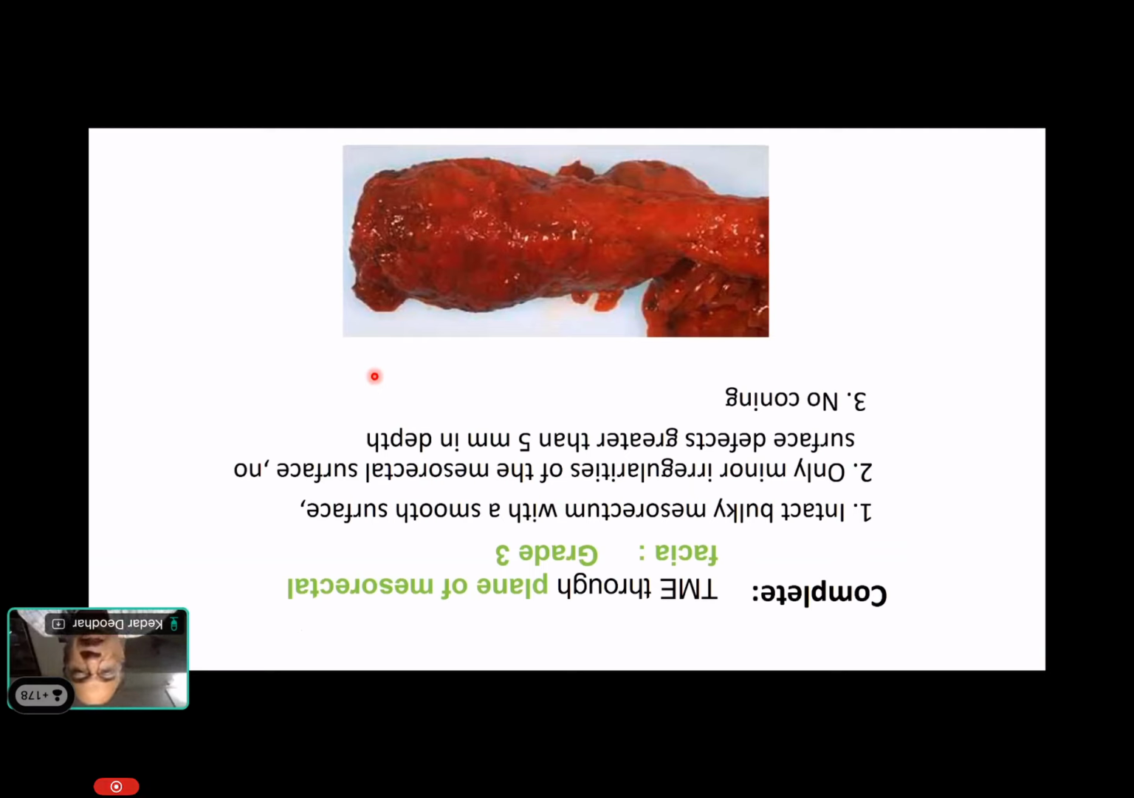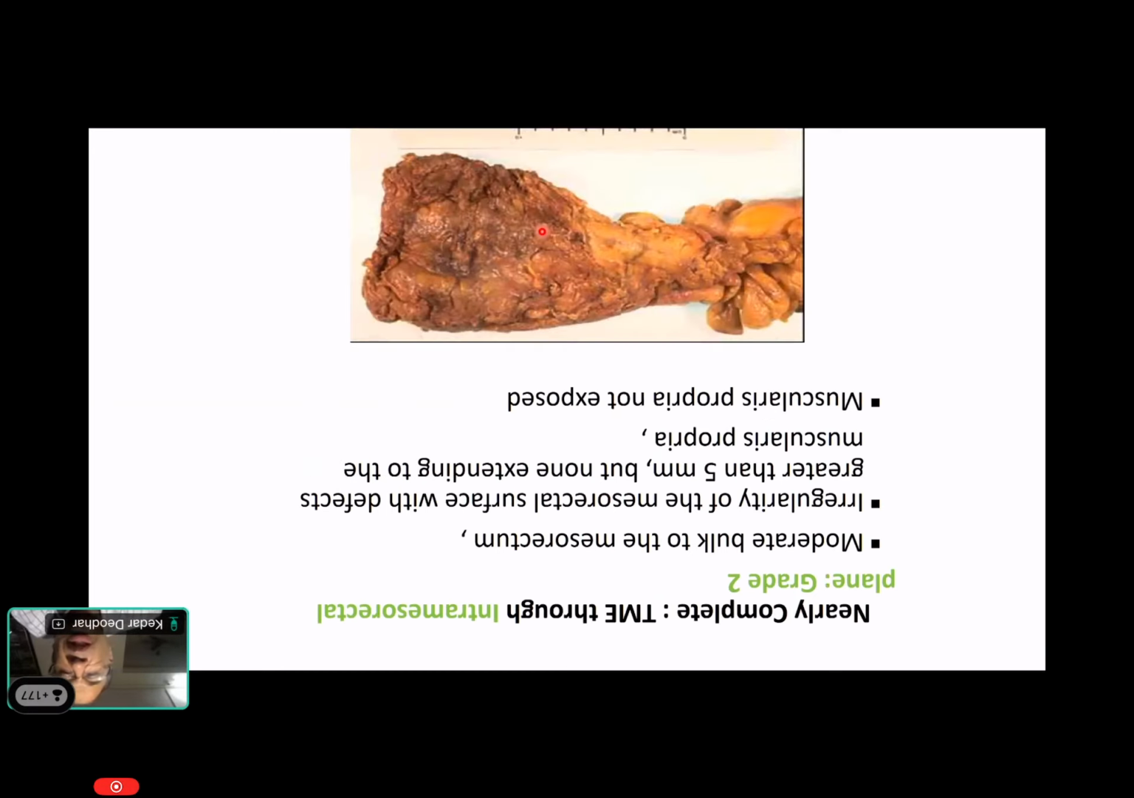So we just talked about TME, or total mesorectal excision, and the surgical guidelines dictate that for rectal cancer, total mesorectal excision is to be done. So a pathology report also should have some comment on whether we see a complete mesorectal excision. So this is what the specimen will look like. These photographs are from the Royal College of Pathologists data set. So if you have a complete plane intact, we call it a good, complete TME. If you have a little bit of irregularities, we call it grade 2 or near complete TME.